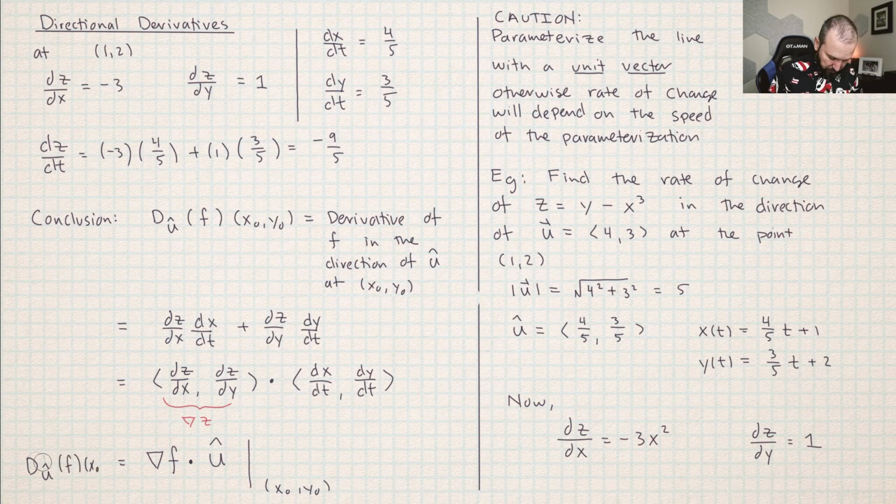Why don't I clean this? That's not going to give myself enough room. The derivative in the direction of u hat of f at x naught, y naught is equal to, what you do is find a vector where the partial x derivative goes in the x coordinate, the partial y derivative goes in the y coordinate. You plug that point in, and then you just do the dot product with the direction that you're trying to move in, and it will tell you how much the surface is going up or down.